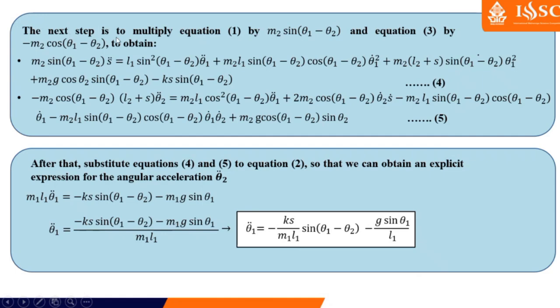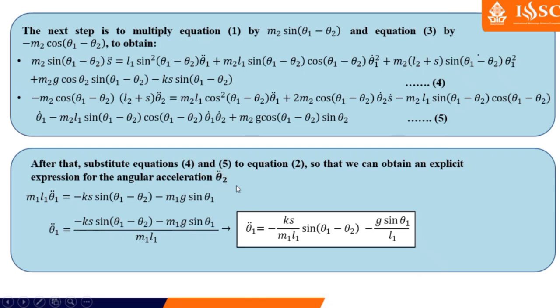The next step is to multiply equation 1 by M2 sin theta 1 minus theta 2, and equation 3 by minus M2 cos theta 1 minus theta 2, to obtain the fourth and fifth equations. After that, substitute equations 4 and 5 into equation 2 so that we can obtain an explicit expression for the angular acceleration theta 2 double dot.